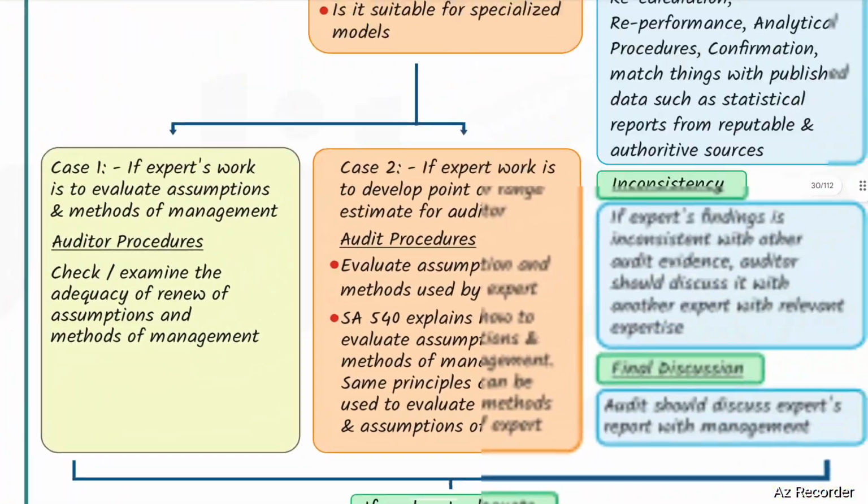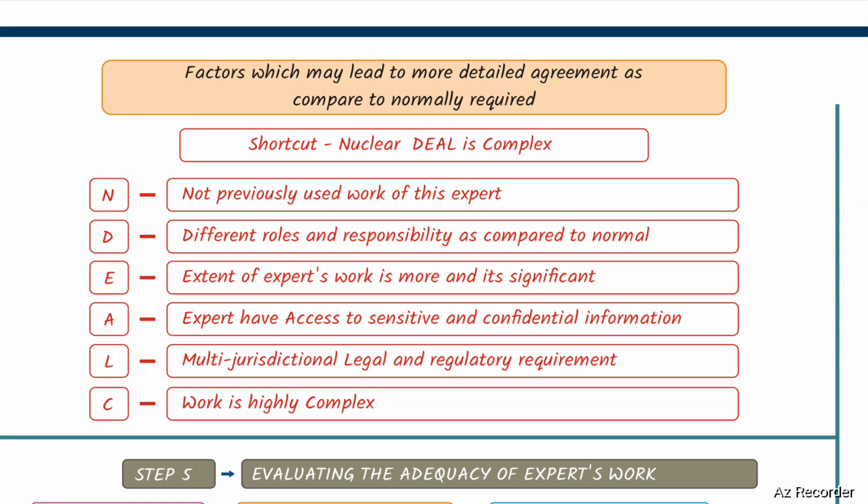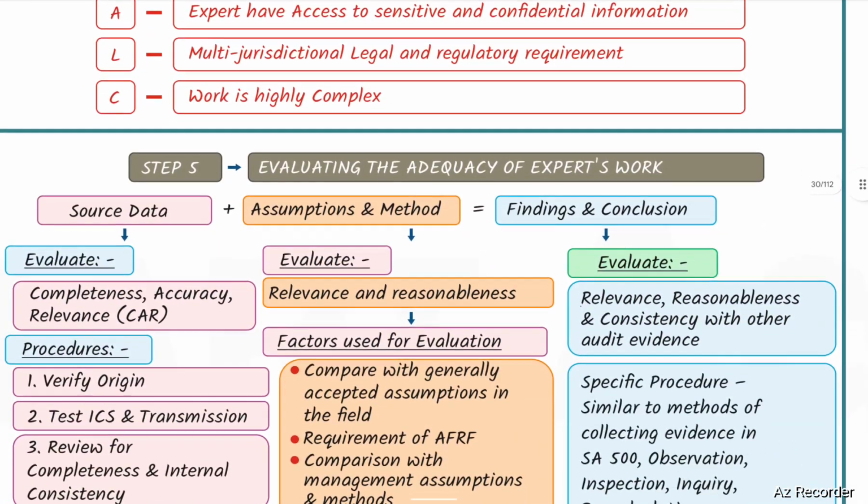Next, factors which may lead to a more detailed agreement as compared to normally required. If the auditor has not used the work of this expert previously, different roles and responsibilities as compared to normal, the extent of the expert's work is more and significant, the expert has access to sensitive and confidential information, multi-jurisdictional legal and regulatory requirements, or the work is highly complex. Step number 5, evaluating the adequacy of the expert's work.